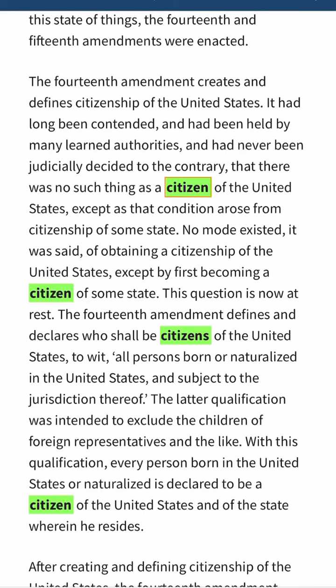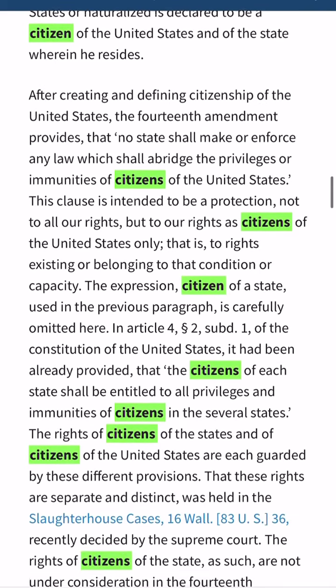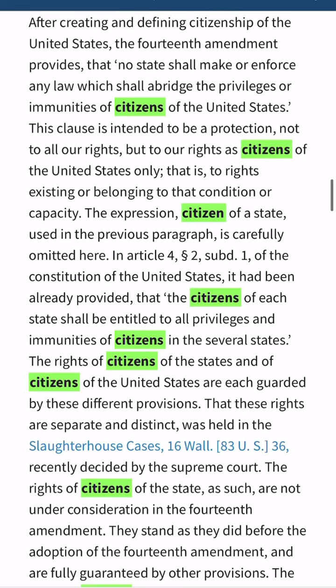The 14th Amendment defines and declares who shall be citizens of the United States, to wit, all persons born or naturalized in the United States and subject to the jurisdiction thereof. The latter qualification was intended to exclude the children of foreign representatives and the like. With this qualification, every person born in the United States or naturalized is declared to be a citizen of the United States and of the state wherein he resides. Okay? They go over this in great detail.